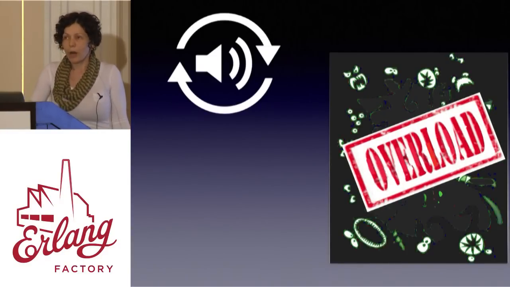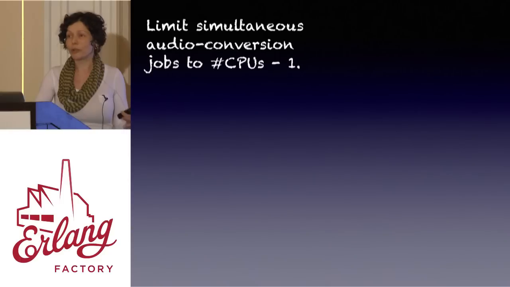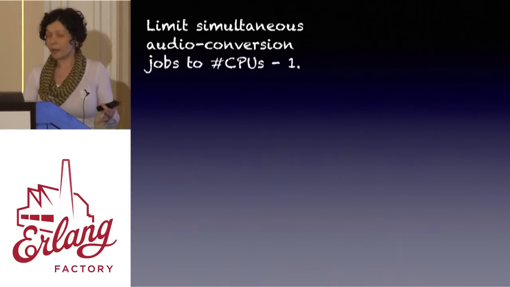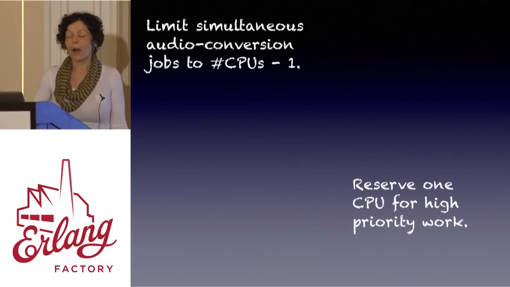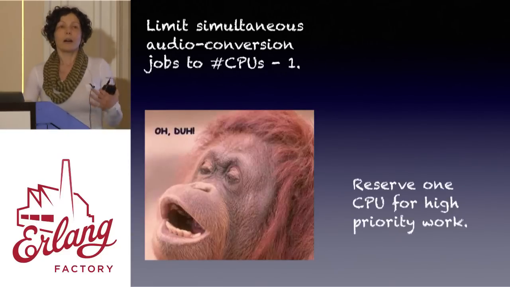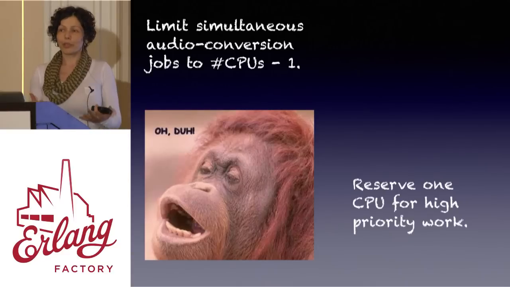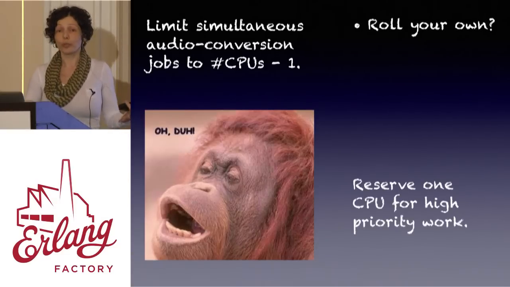So what can we do? Well, very simple answer. We can limit the number of simultaneous audio conversions to number of CPUs minus 1, and leave one CPU available for other important work. How would we do that? It seems like a pretty trivial problem, so we can, of course, write our own code to do it. On the other hand, it seems like a pretty common problem, which probably other people already addressed.